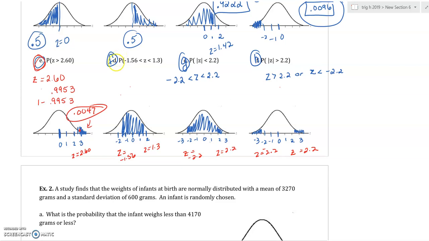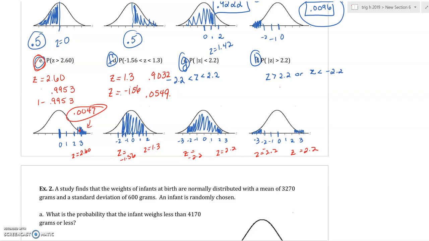Okay, let's check out part F here. I went ahead and renamed these. We want to know what is the probability that a randomly selected data point is between negative 1.56 and 1.3 standard deviations from the mean. So again, if you use your z-table, the value associated with a z-score of 1.3 is 0.9032, and the value associated with a z-score of negative 1.56 is 0.0549. So go ahead and find the answer.